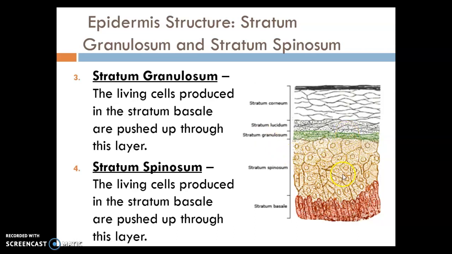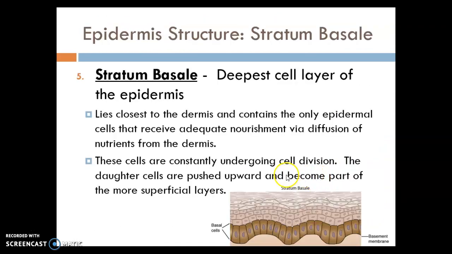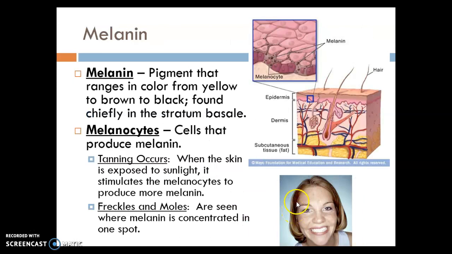And then stratum spinosum is this big thick layer here. Those are produced in the stratum basal also, and then they're pushed up. So all the cells in the skin are produced in the stratum basal down in the bottom, and they're pushed up towards the outer layer. Stratum basal, deepest layer, that's where new cells are created in the skin, and that's where they all start, and then they go up from there.